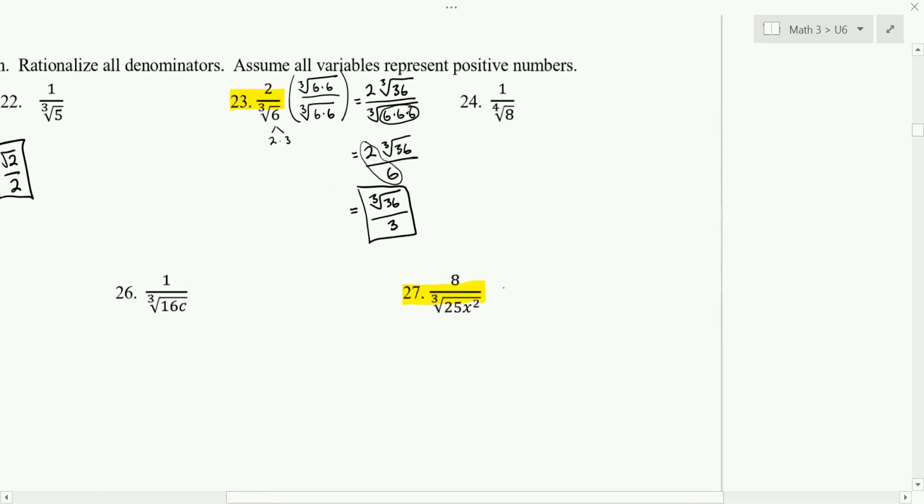Number 27. What we have here is 8 over the cube root of 5 times 5 times x times x. So we already have two 5's and we already have two x's. We need to get rid of the cube root because we want to make our denominator rational. And so we need to create a set of three things. So we want a cube root of, well, we already have two 5's, so we only need one more 5. We already have two x's, so we only need one more x. So cube root of 5x.